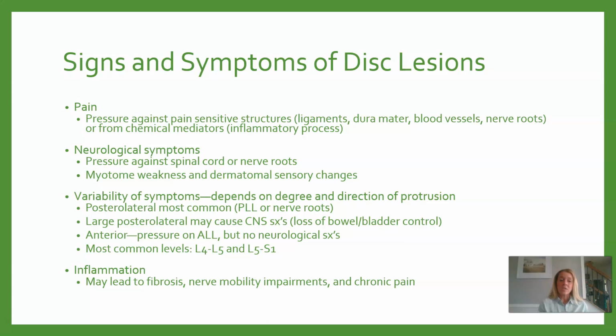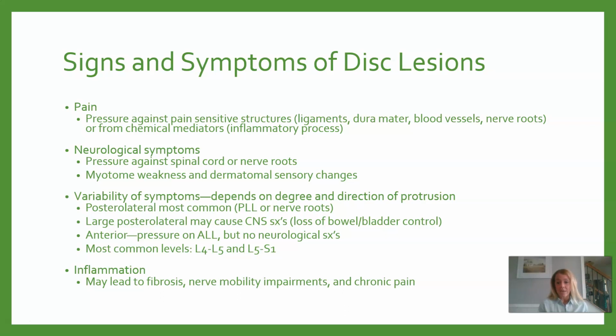A very large posterior lateral herniation can cause central nervous system symptoms, which typically include loss of bowel and bladder control. Those are red flag symptoms. We typically want the person to seek medical attention if they're having those types, because that's usually an indicator of a very large herniation. It's pressing on the spinal cord and can lead to other bigger problems.